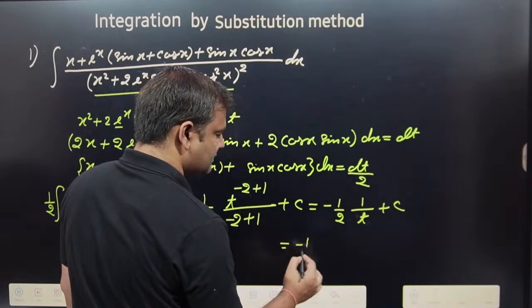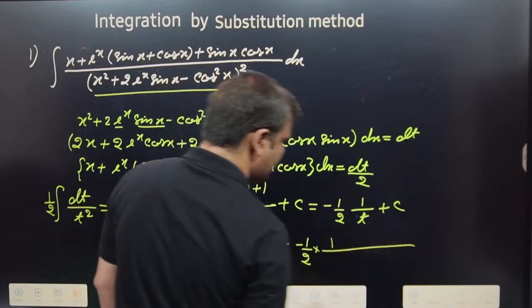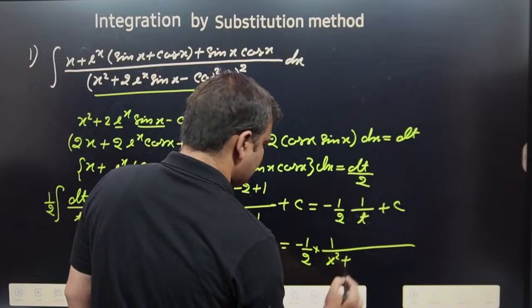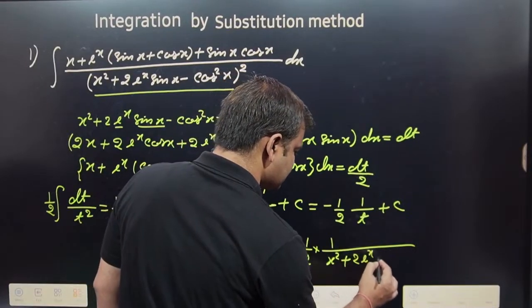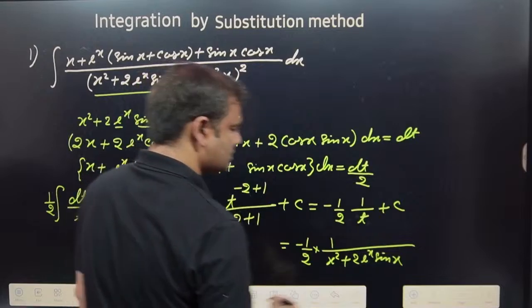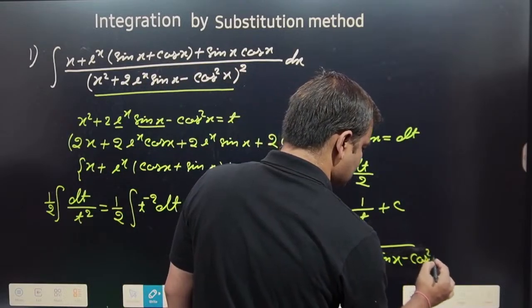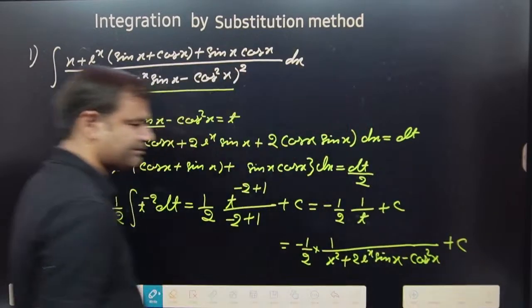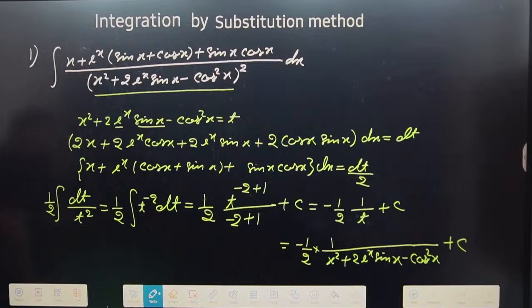So the final answer is minus half into 1 upon t, and t is basically x square plus 2 into e to power x into sin x minus cos square x, plus c. That is the right answer. If anyone faces any doubt at any step, then comment it. I will discuss it again.